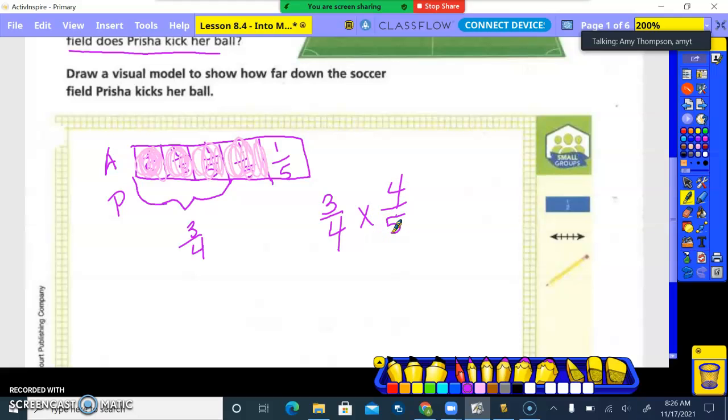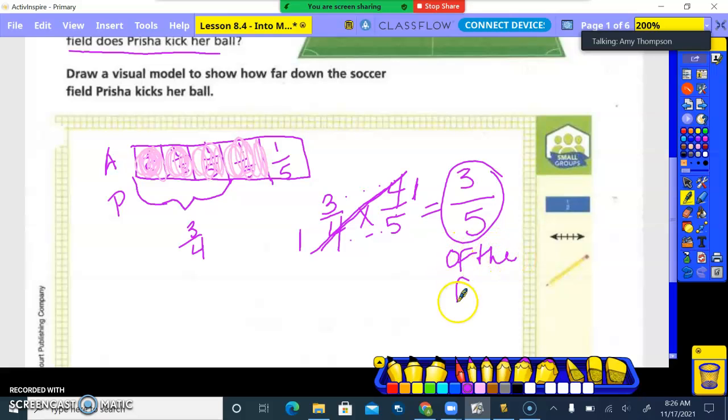Can I simplify before I start? Yes, I can go diagonally across here. 4 goes into 4 one time. 4 goes into 4 one time. So then I multiply across. So 3 times 1 is 3. 1 times 5 is 5. So she would do 3/5 of the field, right?